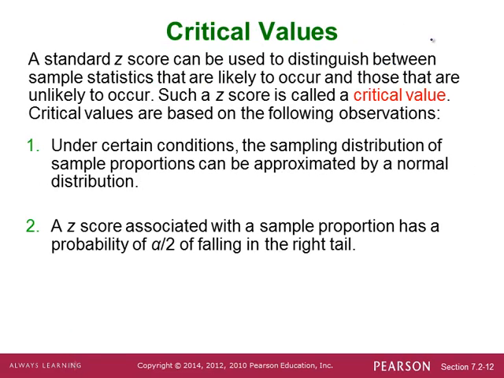Coming up, critical value is what alpha is. Standard z-score can be used to distinguish between sample statistics that are likely to occur and those that are not likely to occur.